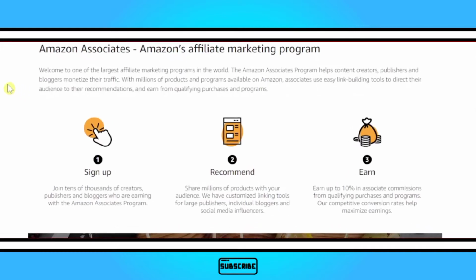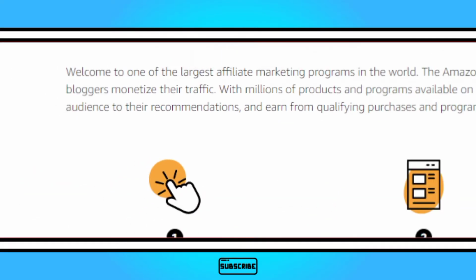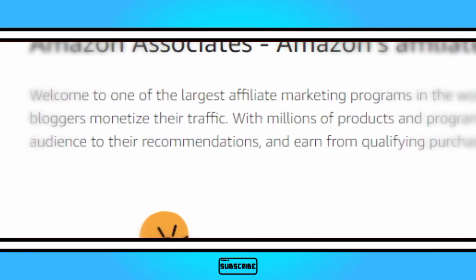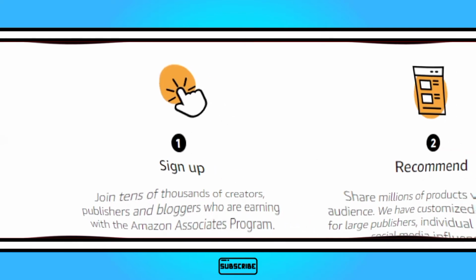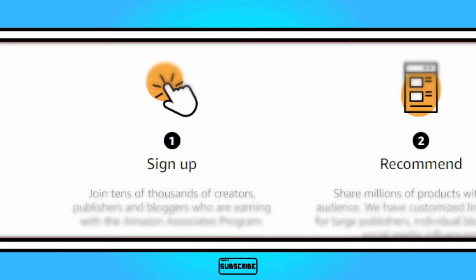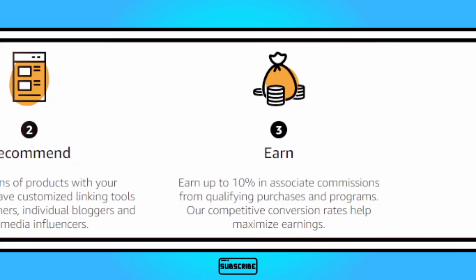So this is how you can actually do affiliate marketing. For this we're going to be using Amazon. For example, you can see Amazon has a program known as the Amazon Associates affiliate marketing program. What you need to do is sign up with your Amazon account. Second is to recommend. The third thing is to earn commission, and you can see that you can earn up to 10% commission with the help of the Associates program.